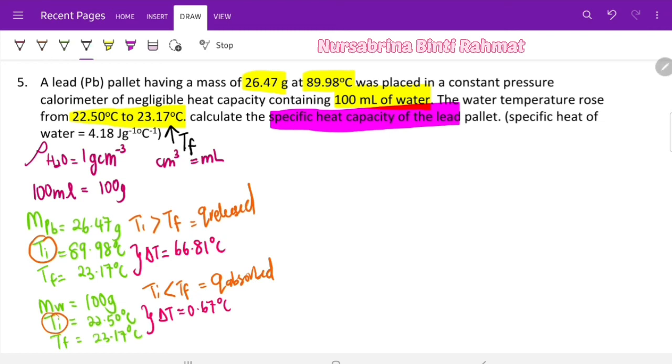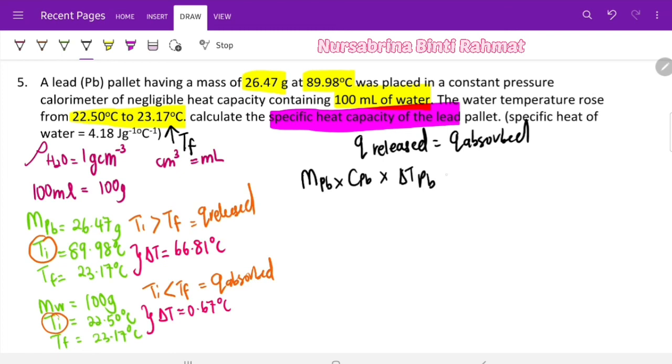Let's focus on solving the question. Heat released equals heat absorbed. Heat release is for my lead pellet. So mPb times cPb times delta T Pb equals mW times cW times delta T W. The mass of my lead pellet is 26.47 grams, times cPb, which is to be found.